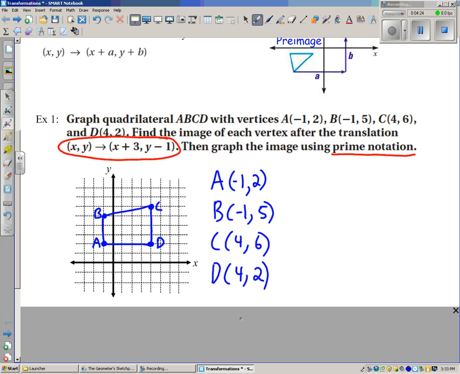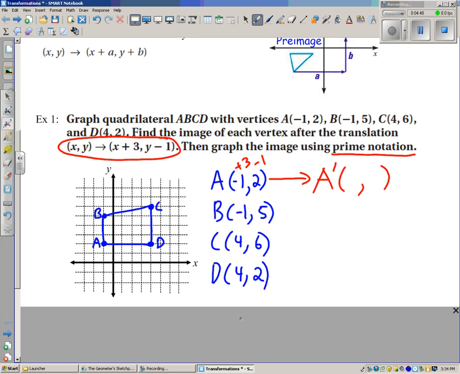I'm just going to keep going. So the way that works is you're going to add 3. You're going to subtract 1 from each of these. So to add 3, you're going to get a new A. But we don't want to just call it A. We're going to call it A prime. This is called prime notation. So each time we're going to add 3 and subtract 1.